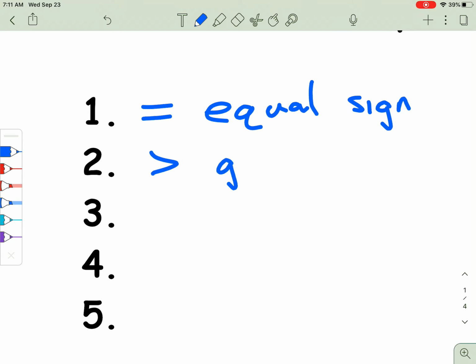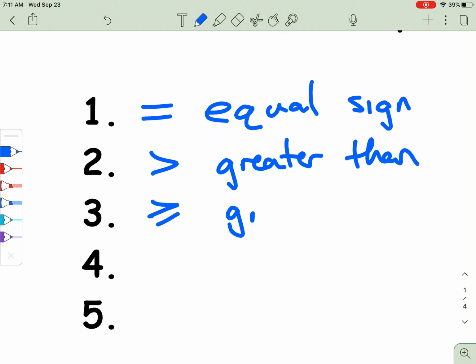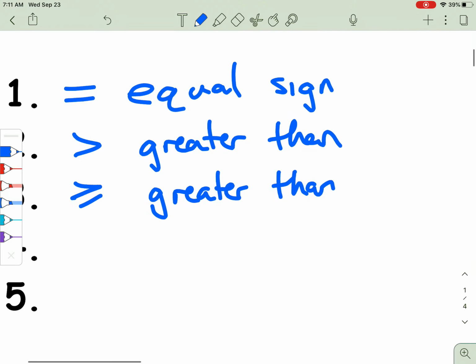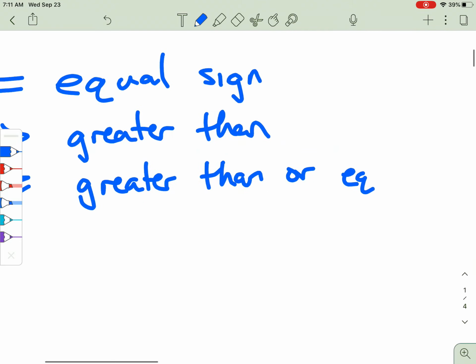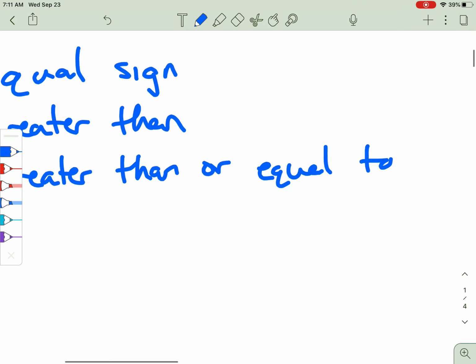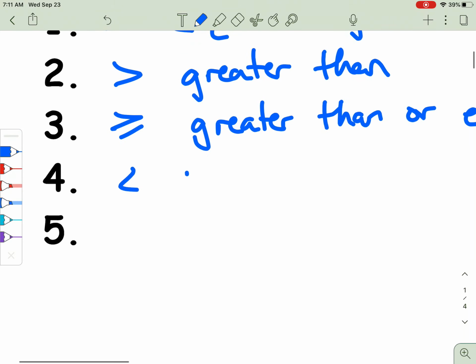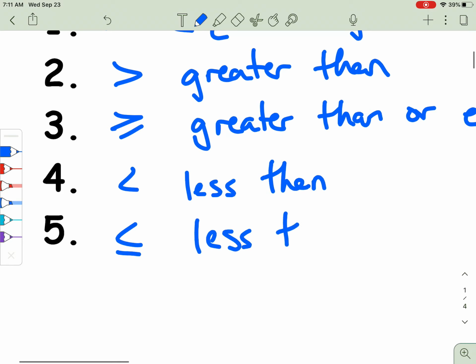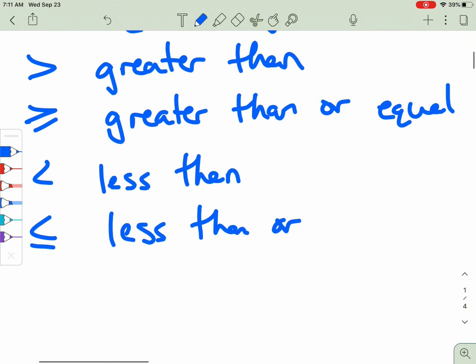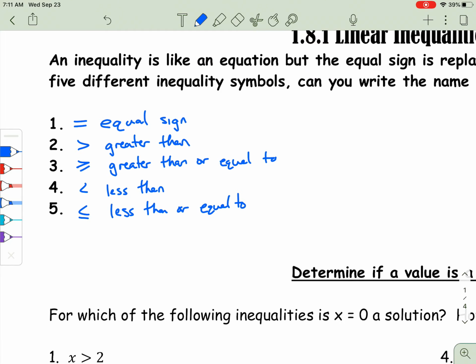Second one is greater than. Okay, so greater than typically faces to the right. Greater than or equal to. So this means that you have a number that it's bigger than, or it could be equal to as well. And so then the last two, of course, are less than and less than or equal to. Okay, so those are your 5 inequality symbols.